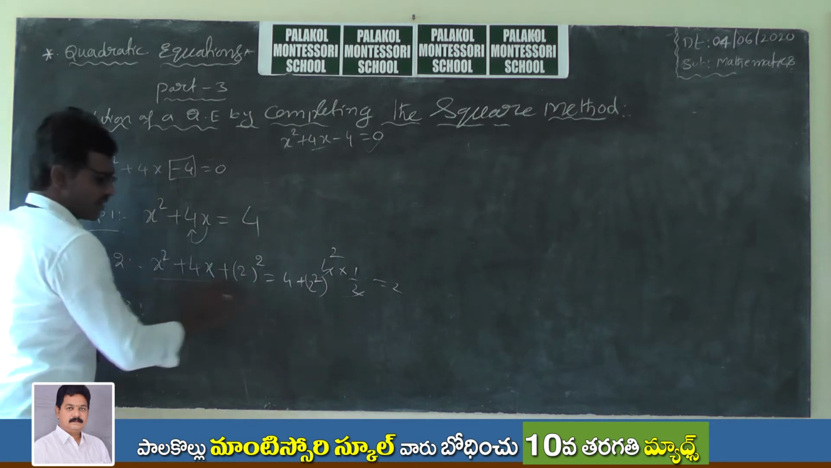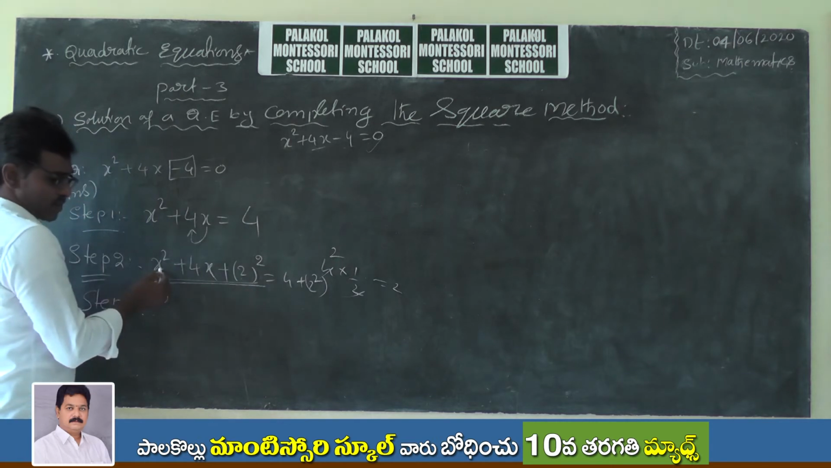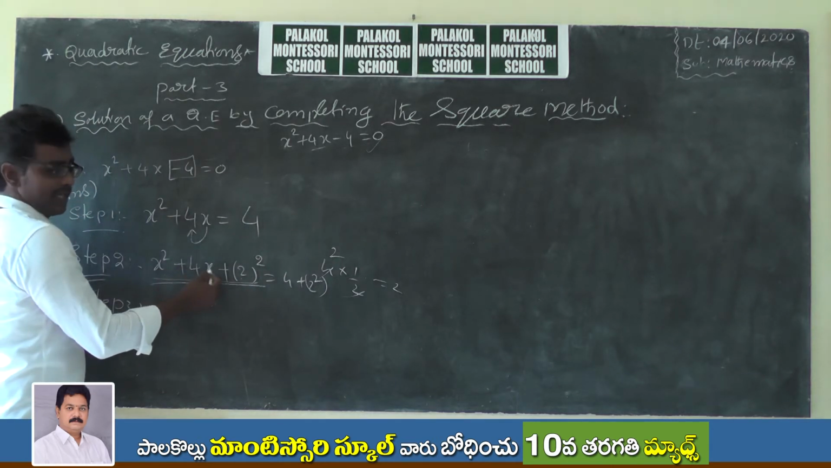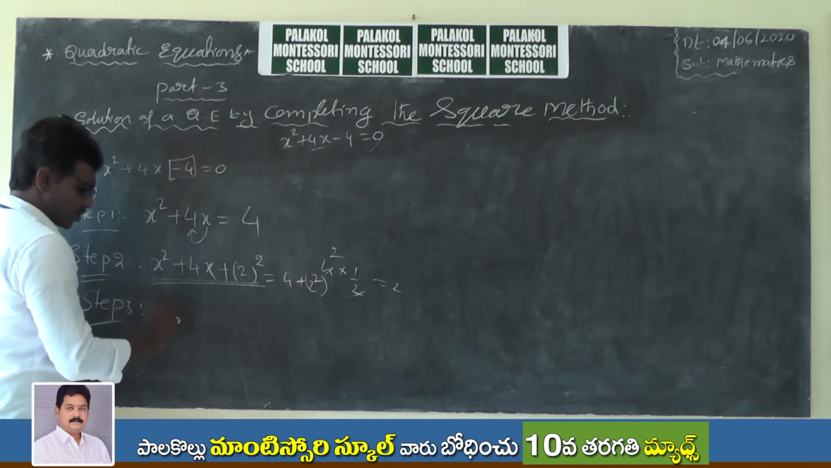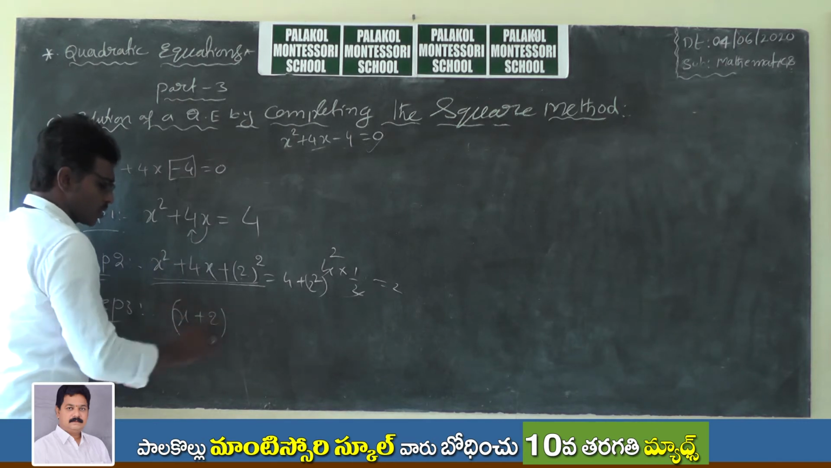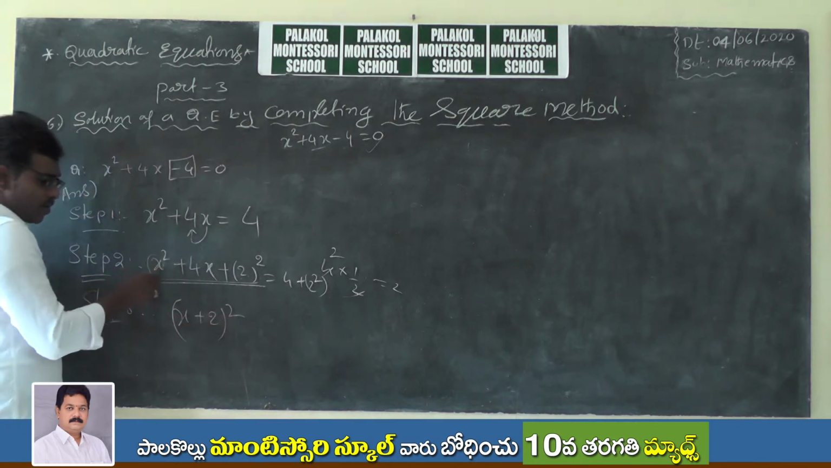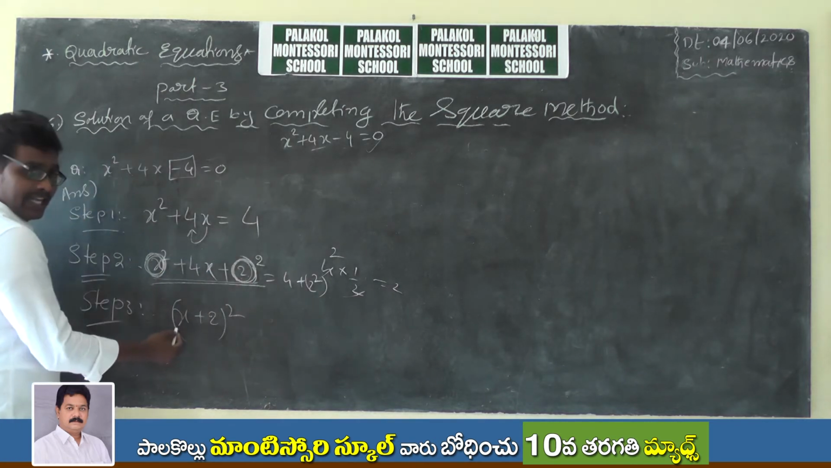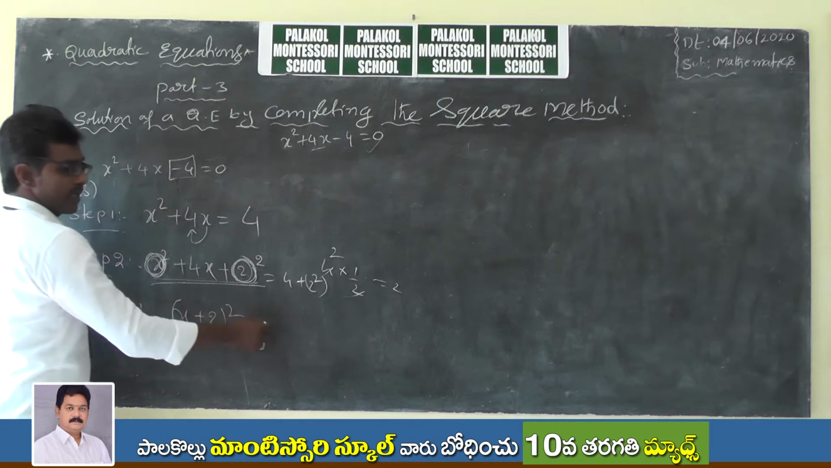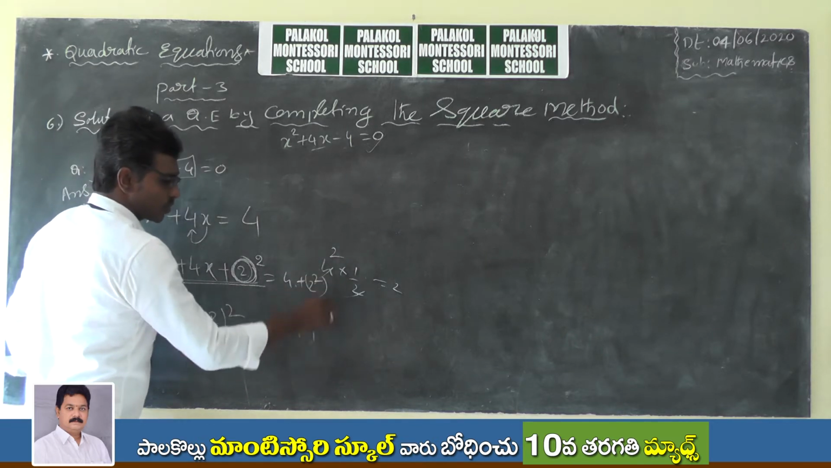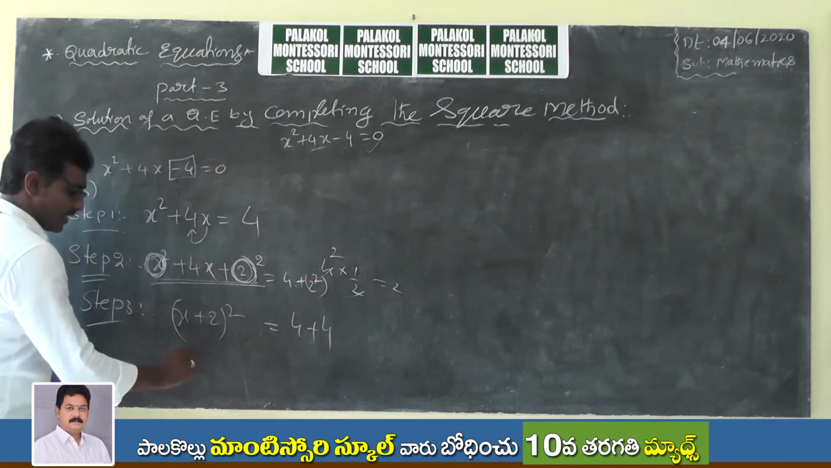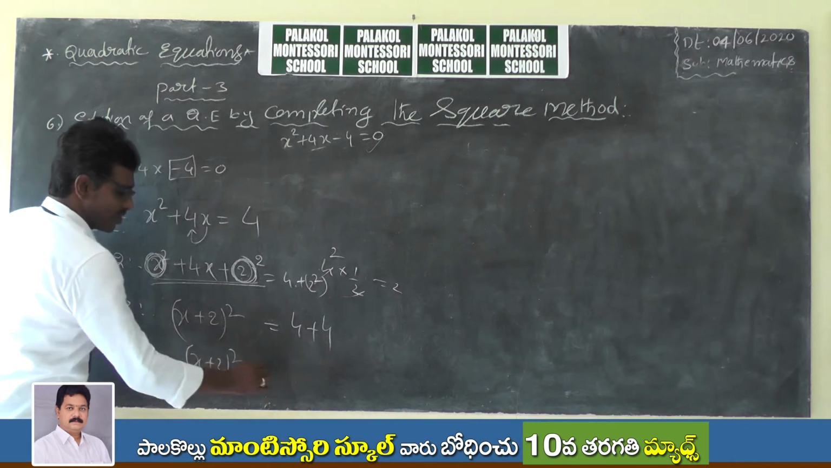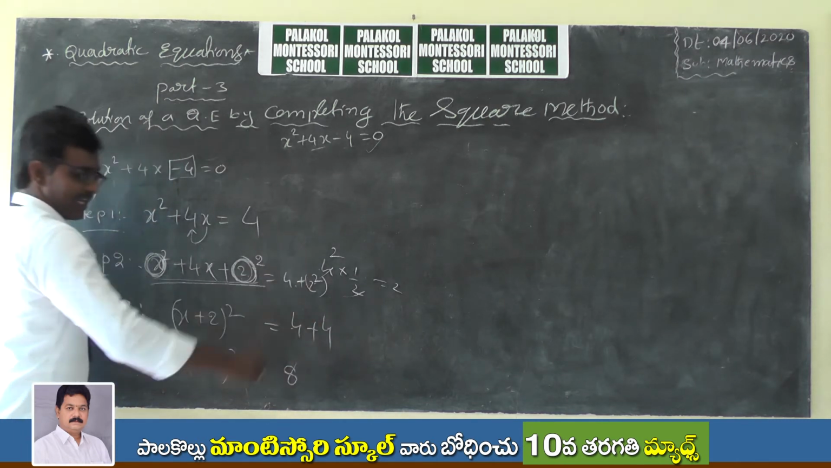Simply write it as a square plus 2ab plus b square. That's why (x plus 2) whole square: in this case, the value of a is x and the value of b is 4. That's why I write (x plus 2) whole square is equal to 4 plus 2 square, which means 4. So (x plus 2) whole square is equal to 4 plus 4, which is 8.